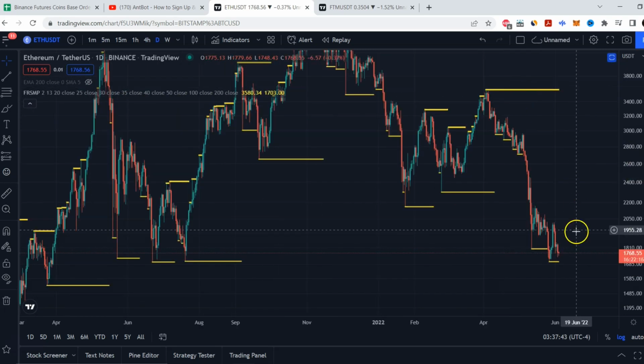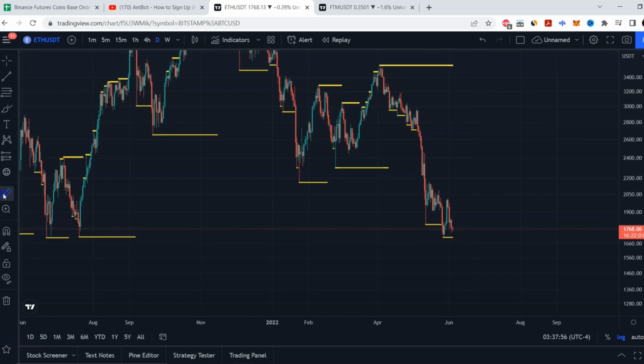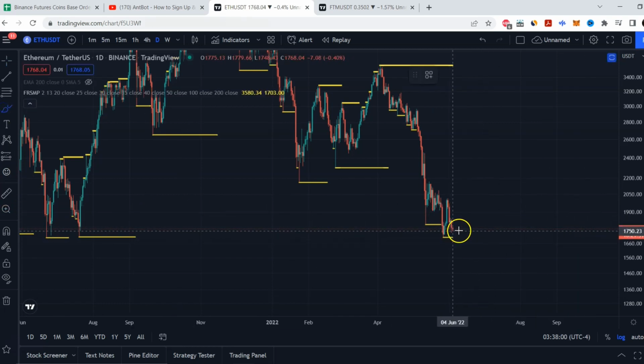the resistance and support levels. For example, right now Ethereum is at this price. This is a long position, guys, by the way. If the market goes against it, what is the next support level?